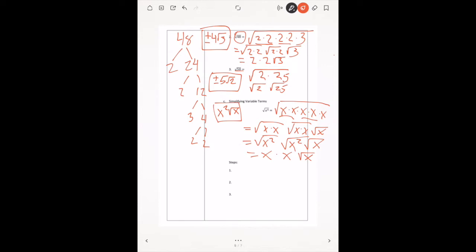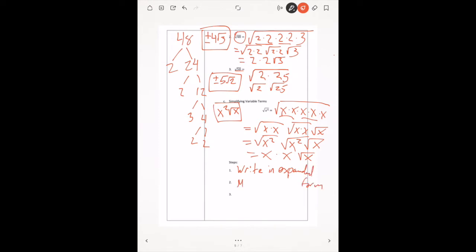You could put in a plus or minus if you wanted to. But this idea right here is an important idea. The same property applies when simplifying variables as we do with numbers. The only difference is, instead of prime factoring, we are writing in expanded form.